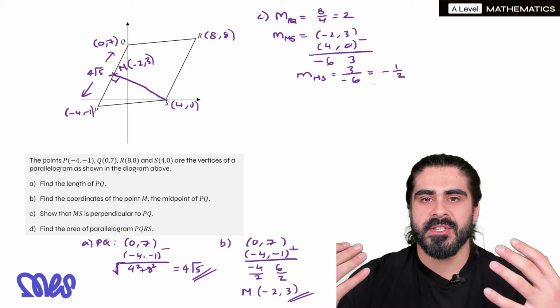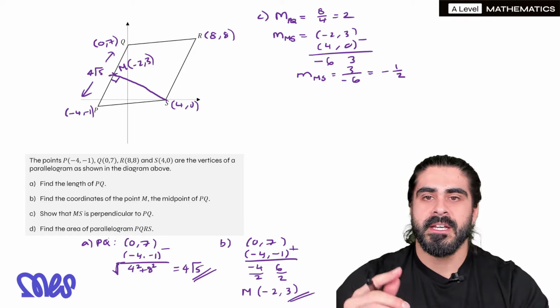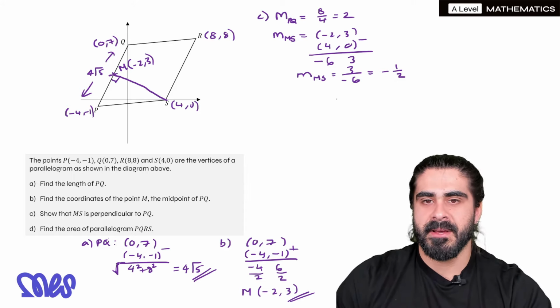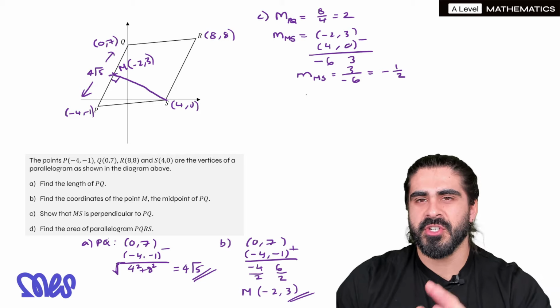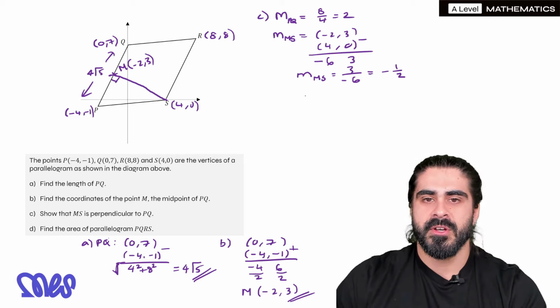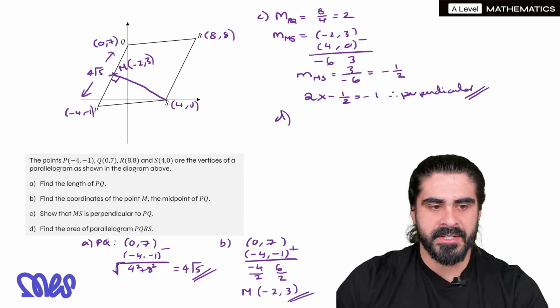Now, what did we state last lesson that always proves when two gradients are perpendicular? You have to multiply them and it equals minus 1. And this is what they're expecting from you in the exam. You can't just say 2's negative reciprocal is minus a half. In A levels, we want to explicitly state that these two multiply to give you minus 1, therefore perpendicular. So you must make sure you say that. Part D.